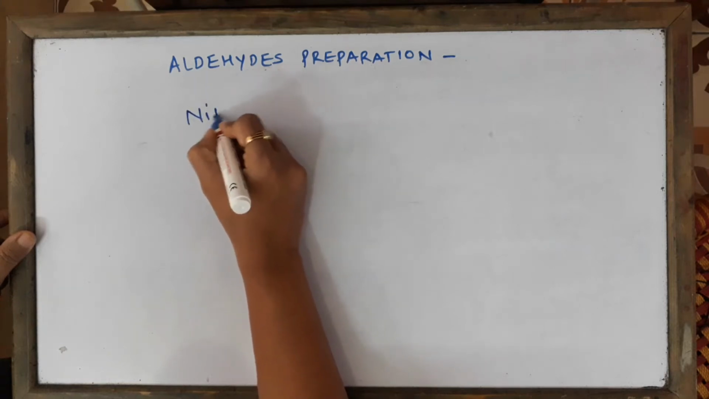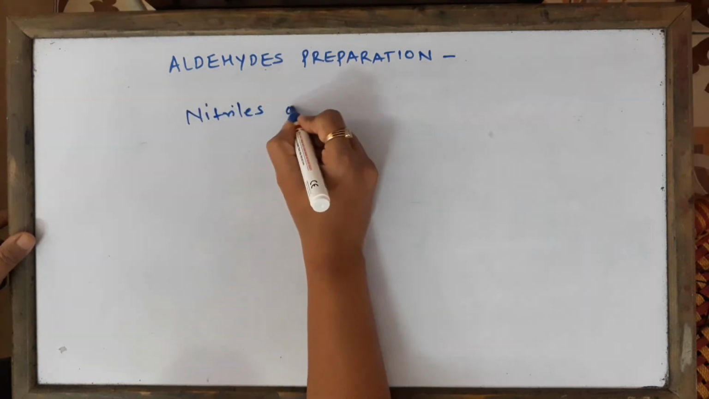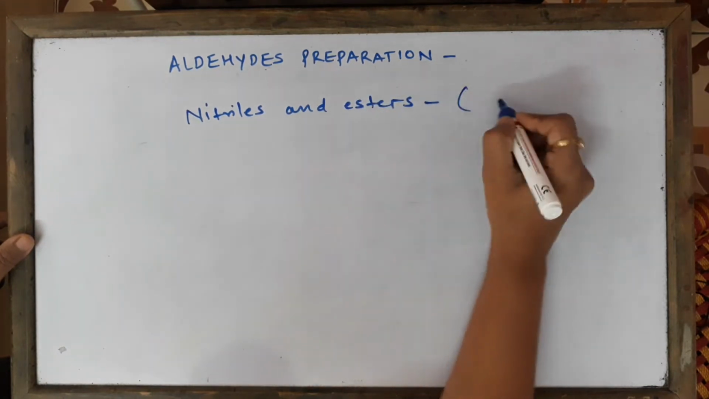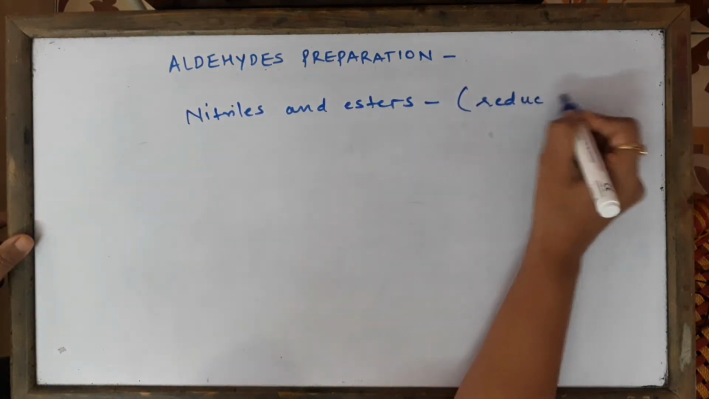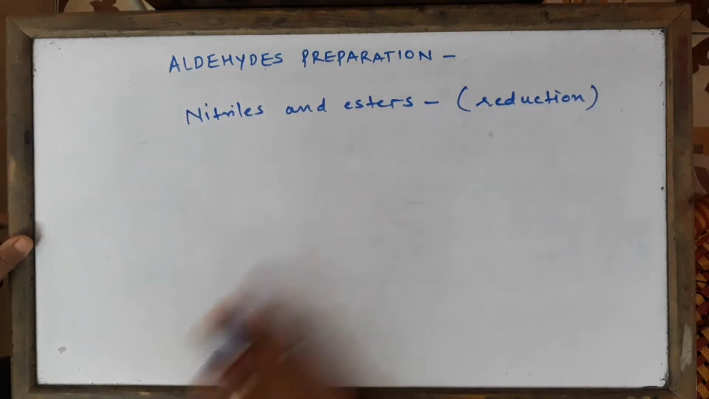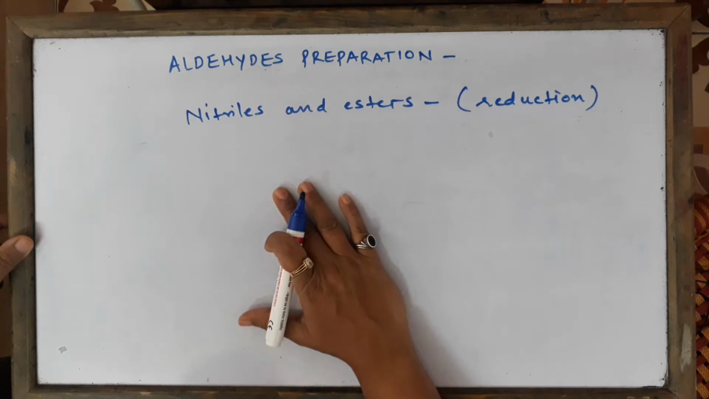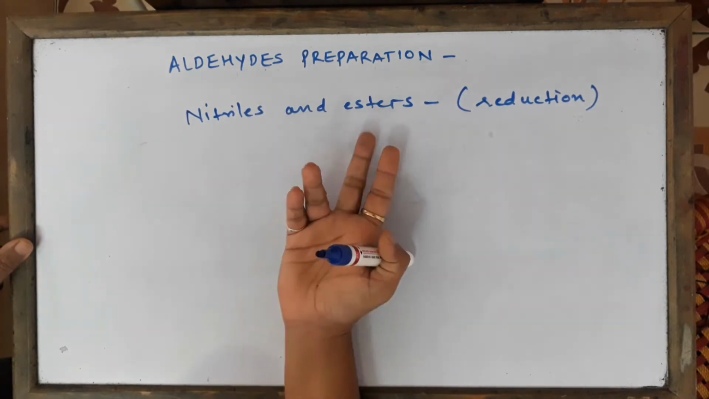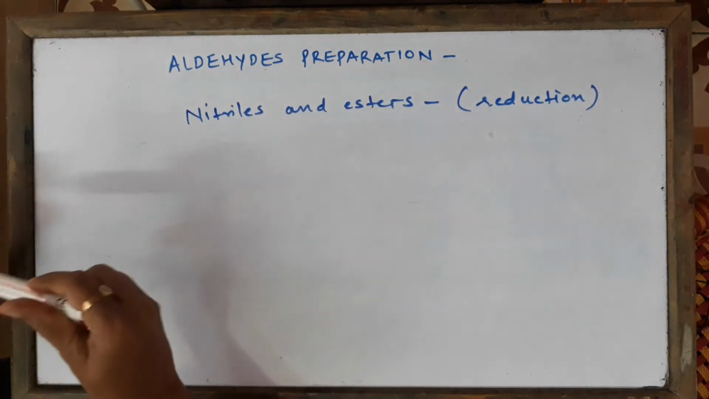I'm going to start with the next method now, from nitriles and esters. This method is again going to be reduction. So you can see that we are going to reduce so many compounds, aldehydes to primary alcohols. We had reduced, in the Rosenmund reduction, acyl chloride to aldehydes, and now we are going to reduce nitriles and esters also into aldehydes.